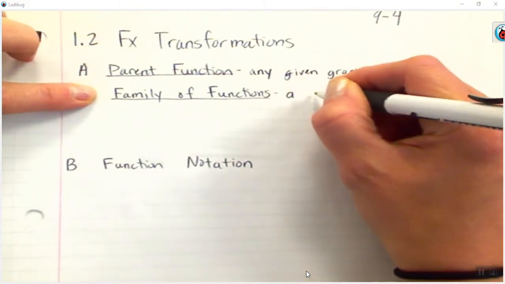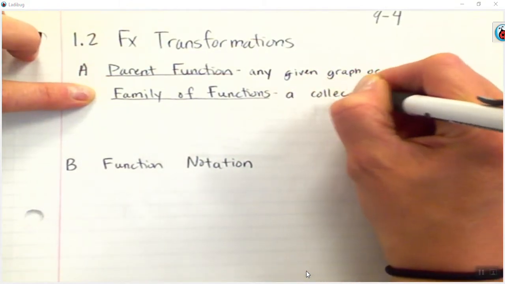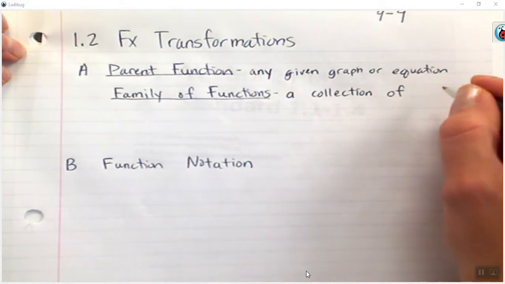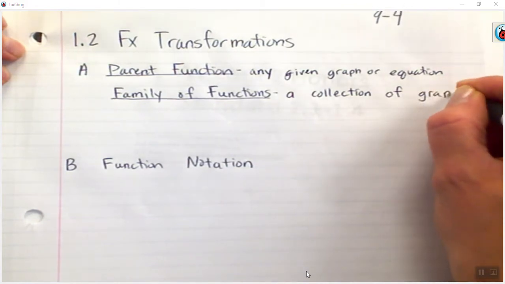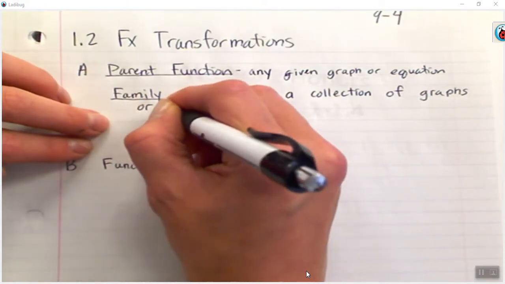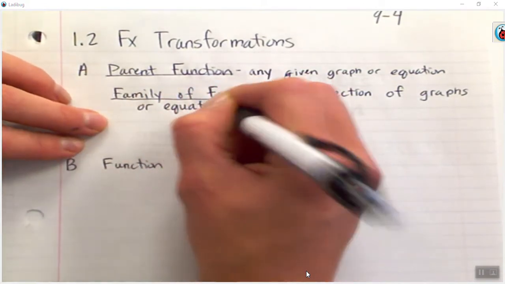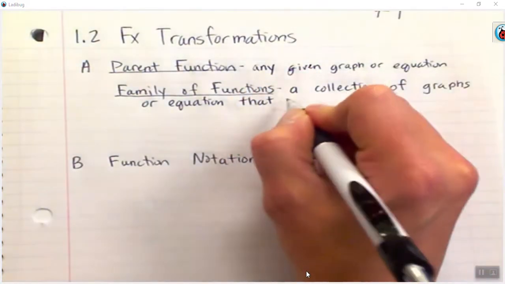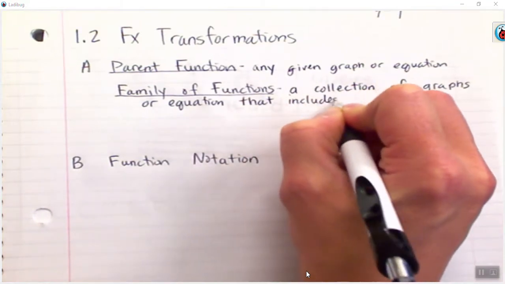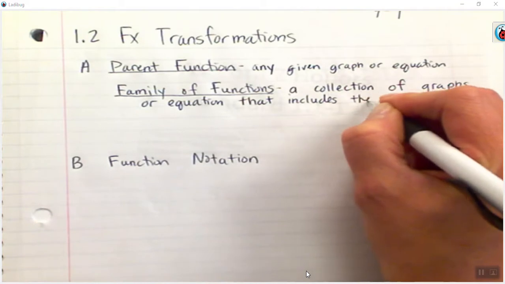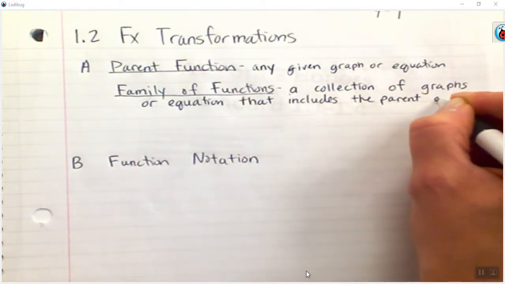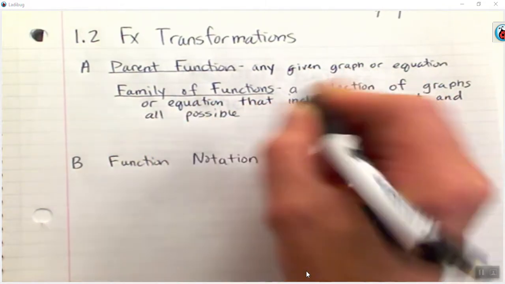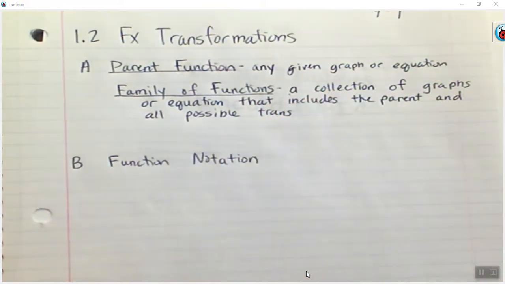A family of functions is a collection of, we'll say, graphs or equations that includes the parent and all possible transformations.